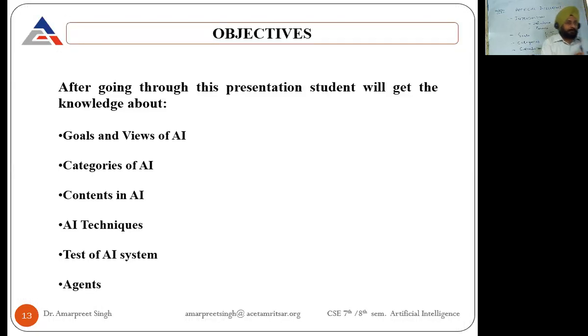So after going through this concept, you will be able to know about what are the goals and use of AI. Next, what are the categories of AI? What are the contents in AI? What are the different techniques which play an important role in the AI peripheral? How can we test whether this AI system is actually an AI system, yes or not? And the very important term, what are agents? So this will be covered in this part.